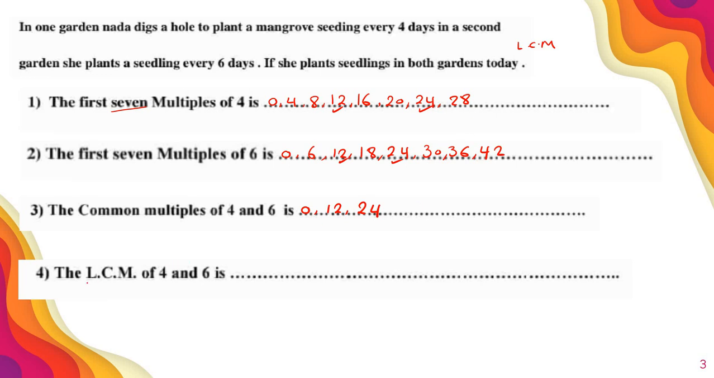The least common multiple of 4 and 6. I have now the common multiples of 4 and 6. So the least common multiple is what? I can choose 0? No. Instead of 0, I have what? The least common multiple is 12.